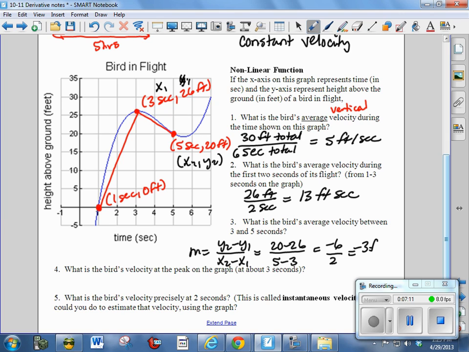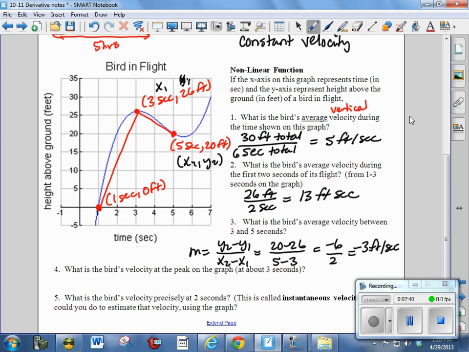So this is a case where we have a negative velocity. And in physics, if you've had any physics, you'll recognize the velocity is a vector quantity. It means it has magnitude, its speed, and a direction. And in this case, when the bird is going downward, it's losing altitude, it has a negative velocity. So here we notice that we have a positive 13 feet per second and negative 3 feet per second. But if we went straight from the beginning to the end, it was overall a 5 feet per second.